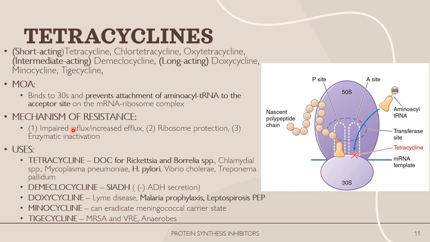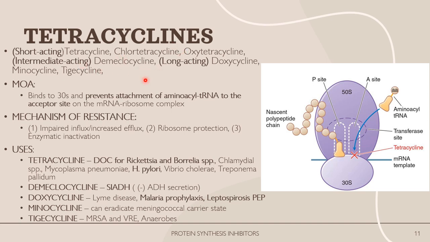Next, we have your mechanism of resistance. Some bacteria can develop resistance via the following mechanisms. Number one, impaired influx, so they prevent the entry of the tetracycline, or they can increase the efflux of the antibiotic. We discussed this efflux last week. Number two, they can develop ribosome protection, preventing tetracycline from binding to its target site. Number three, enzymatic inactivation. The bacteria can develop enzymes that can degrade or inactivate our tetracyclines.